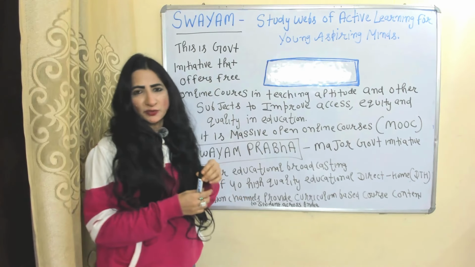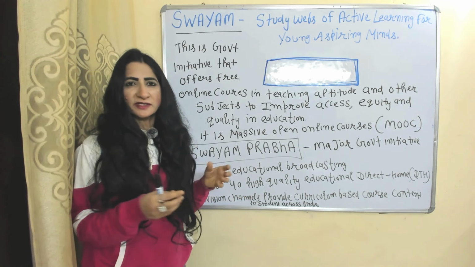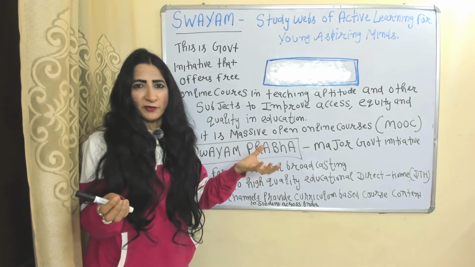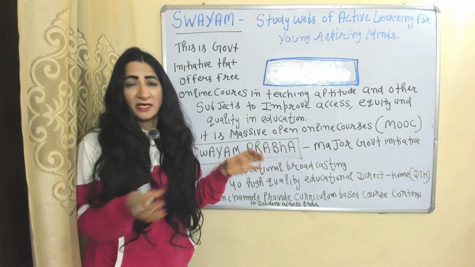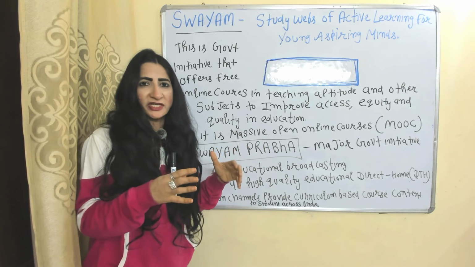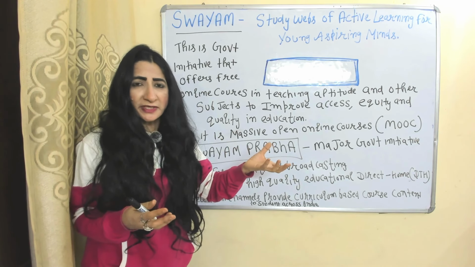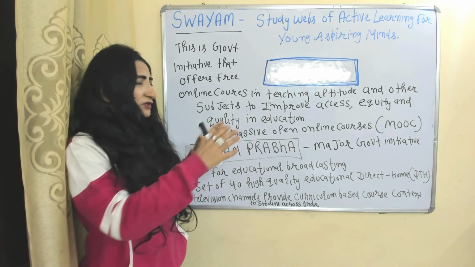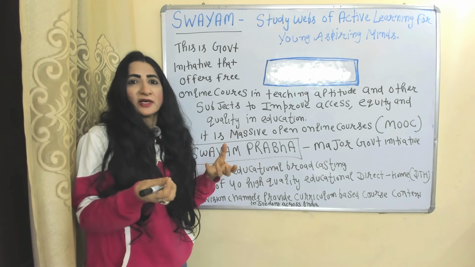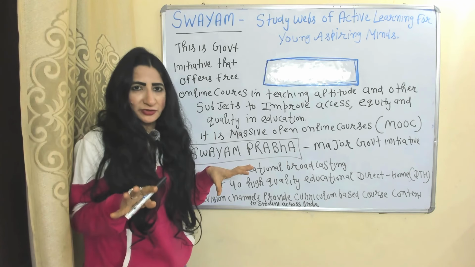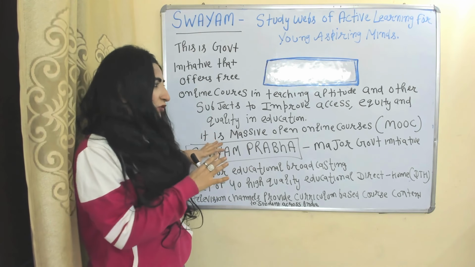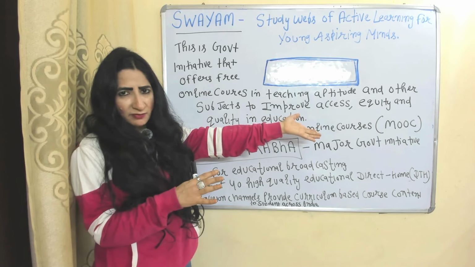SWAYAM. SWAYAM stands for Study Webs of Active Learning for Young Aspiring Minds. This is a government initiative for providing free online courses on teaching aptitude and other educational subjects to improve access, equity and quality of education. And these are massive open online courses, or you can say the MOOC.